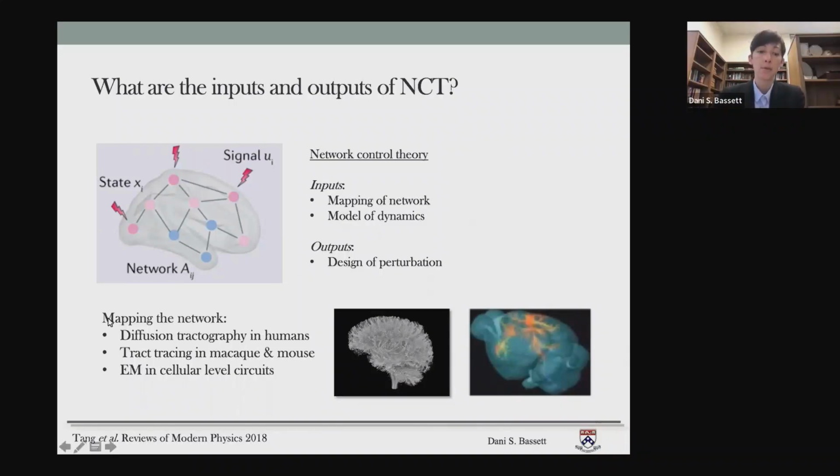First, the mapping of the network. In a human, we would typically use diffusion tractography to map out the structural connectome and use that as one of the inputs to network control theory. We could instead, however, also use tract tracing in the macaque or mouse, or EM in cellular level circuits.